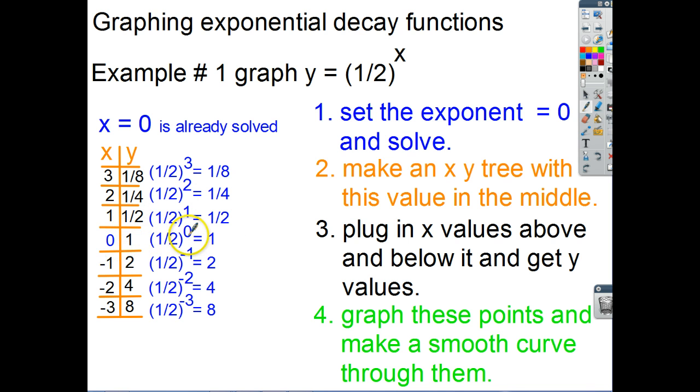We put 0 in for x. Anything to the 0 power, regardless whether it's positive, negative, big or small, is equal to +1. And then if we put -1 in for x, we're going to invert that and we get 2. If we put -2 in, it comes out to be 2 squared or 4. When we put -3 in, it turns out to be 2 cubed or 8. Step 4 is to graph these points and make a smooth curve through them. We do that in the next screen.